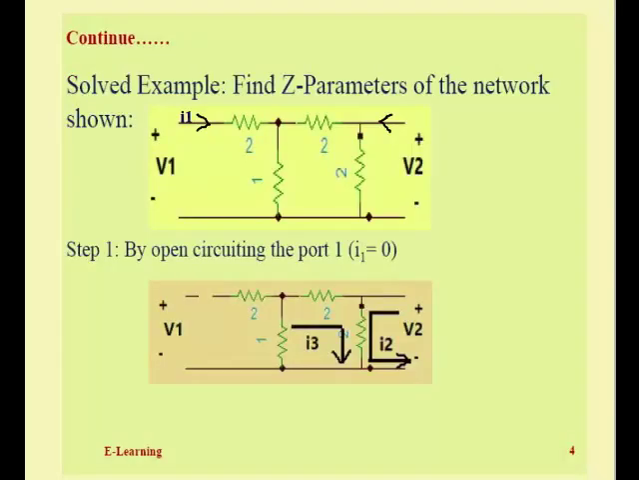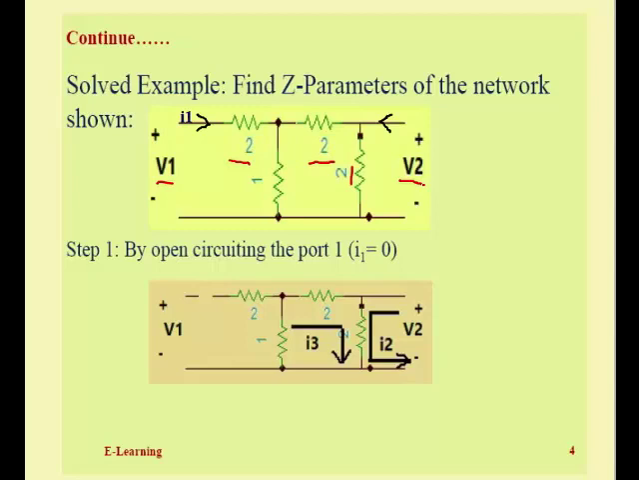Now we will solve a simple numerical and get its Z parameters. This is the problem statement. 2 ohm resistance, 1 ohm resistance, then again 2 ohm resistance and 2 ohm resistance. As we know, I1 is going inside the network and I2 is also inside the network. Here we applied V1, the voltage of this port is V1 and the voltage of this port is V2.